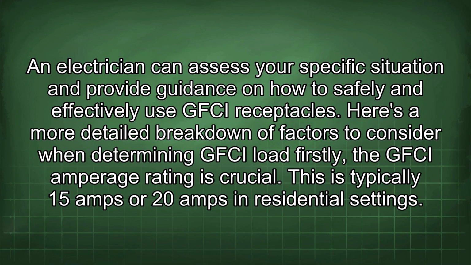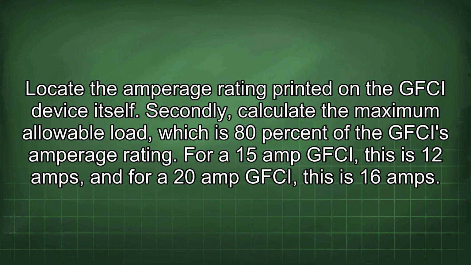Here's a more detailed breakdown of factors to consider when determining GFCI load. Firstly, the GFCI amperage rating is crucial. This is typically 15 amps or 20 amps in residential settings. Locate the amperage rating printed on the GFCI device itself. Secondly, calculate the maximum allowable load, which is 80% of the GFCI's amperage rating. For a 15 amp GFCI, this is 12 amps, and for a 20 amp GFCI, this is 16 amps.